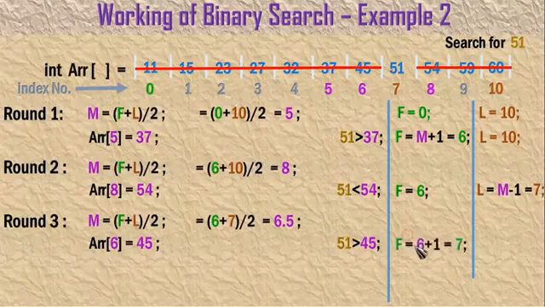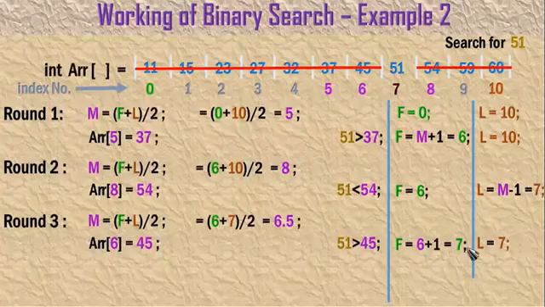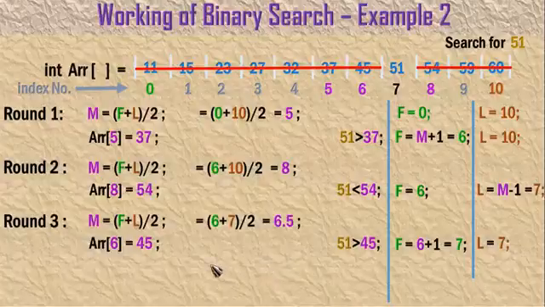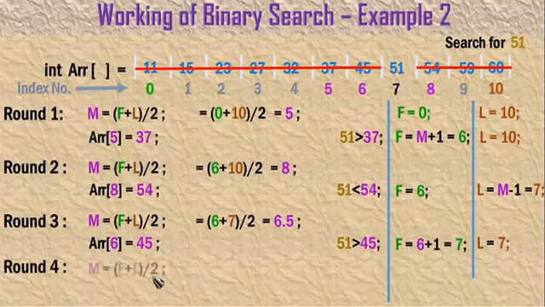To get the first index, we add middle index plus 1, we get 7. And the last index is also 7. See, now the first index is 7 and the last index is also 7. If the element is not found at this index, then the search will also stop. Let us check.